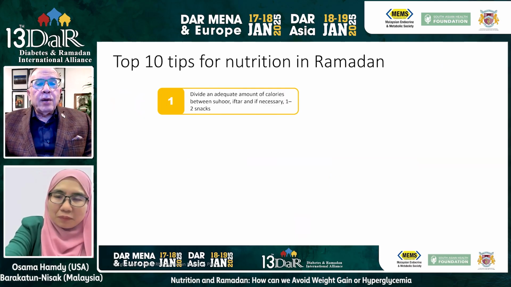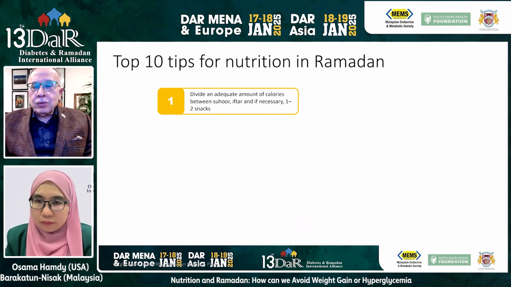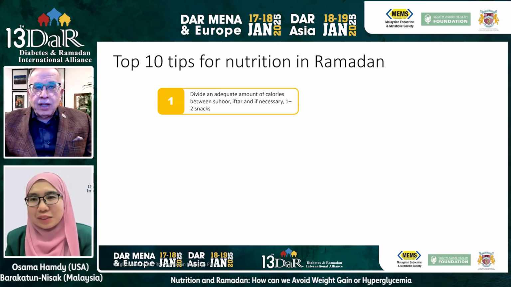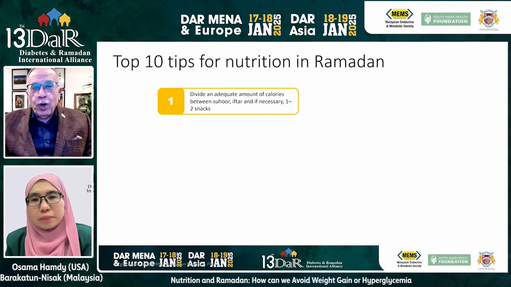So, people should divide the calories between iftar and suhoor in a very nice way. Maybe 50 to 60% of the calories in iftar and maybe 40 to 50% of the calories in suhoor. So, don't eat all in one meal and then make the other meal smaller, or make both of them very big as well. And then people can have 1 to 2 small snacks between iftar and suhoor.